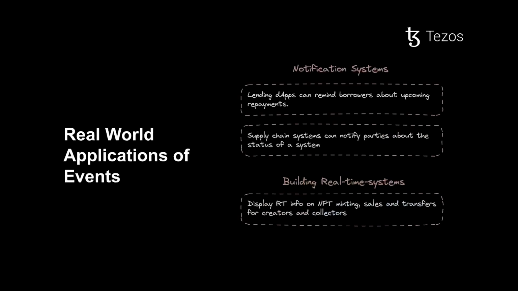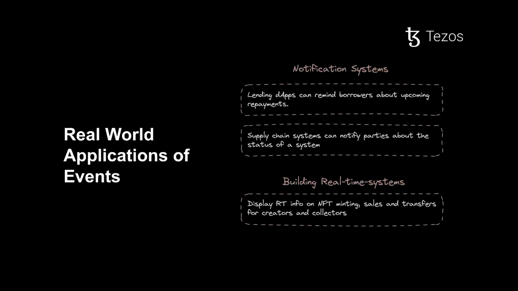And let's look at a couple of real-world applications of events. Now, events can be used for notification systems, or they can be used in building real-time systems. For notification systems, one example of that is you have a lending dApp, right? And users have come to that dApp to borrow some tokens. And you can send them reminders about upcoming repayments because you're able to receive that notification from the chain. You're able to receive details about that transaction or the amount that they've borrowed from the chain. And you can then use that information to notify the user when they have an upcoming repayment to make.